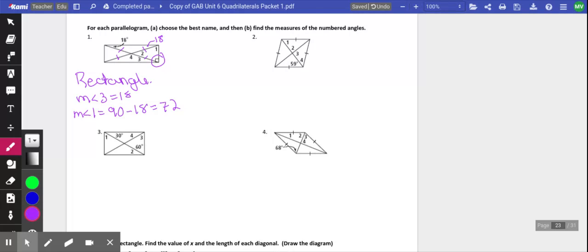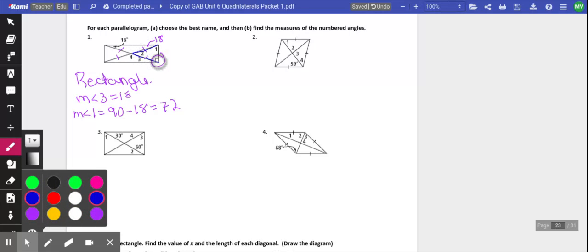Then to find angle 2, I know that this triangle over here is isosceles as well. So that means I can say that 180 minus 72 equals the measure of angle 2, which is 36. And then angle 4 is its supplement, because those form a straight line. So the measure of angle 4 equals 180 minus 36, which is 144.